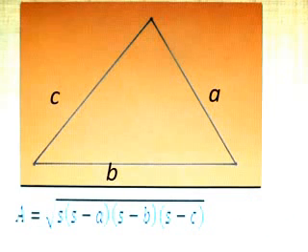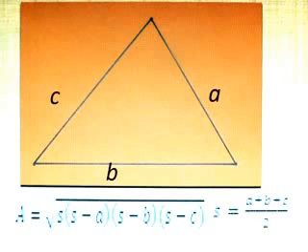And what the formula says is to find the area of the triangle, you just need to find the square root of S times S minus side A times S minus side B times S minus side C, where S is equal to the semiperimeter. And the semiperimeter is just found by adding A, B, and C sides together and finding half.